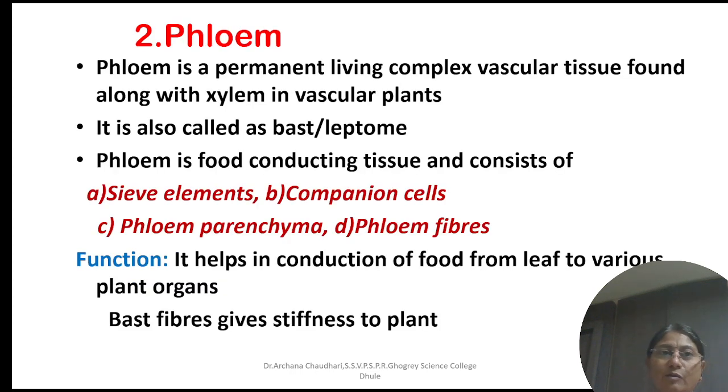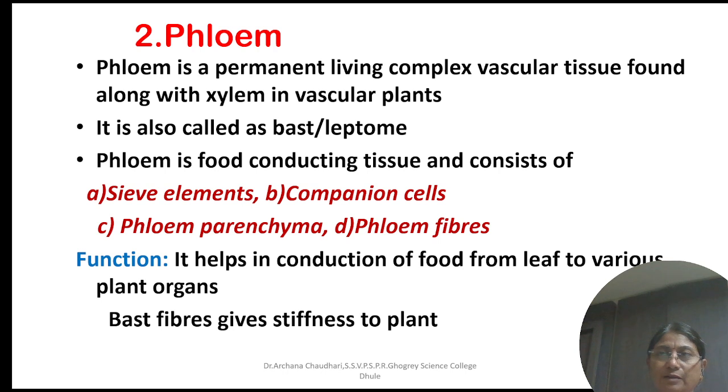The next complex tissue is phloem. Phloem is a permanent, living, complex vascular tissue found along with xylem. It is also called bast or leptome. Phloem is the principal food conducting tissue and consists of sieve elements, companion cells, phloem parenchyma, and phloem fibers. The main function of the phloem is to help in conduction of food from the leaf to various plant organs.